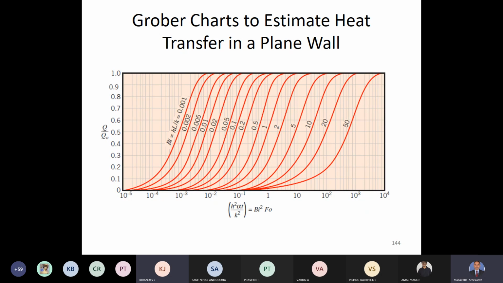So this particular Q by Q naught is basically a fraction. You can see on the y-axis, it varies from 0 to 1. It's a fraction. So actual heat transfer divided by the maximum possible heat transfer. So you'll get a fraction. If you can calculate the maximum possible heat transfer, you can calculate the actual heat transfer. So we'll calculate what is Q naught.